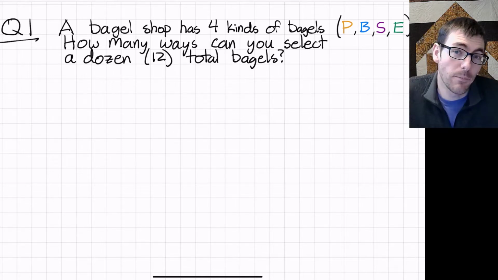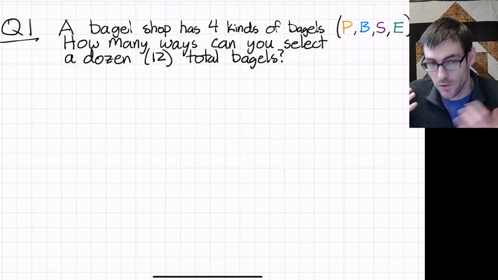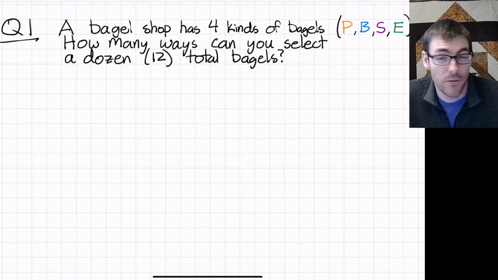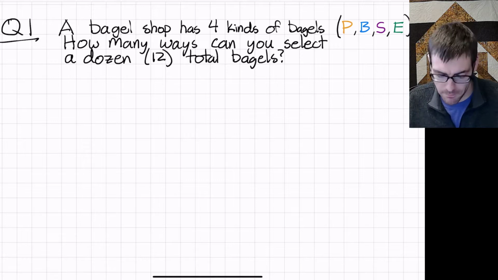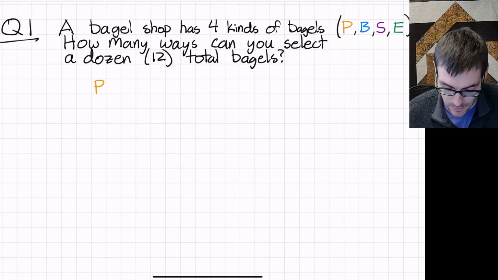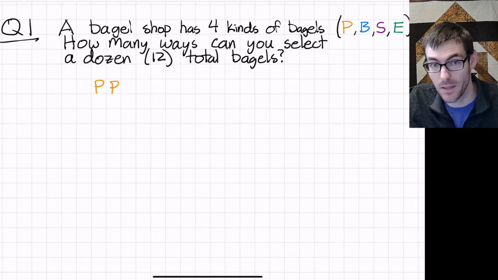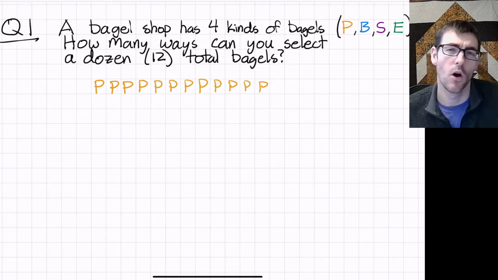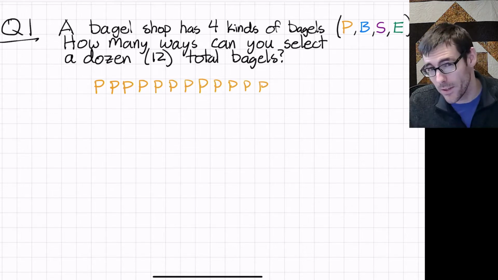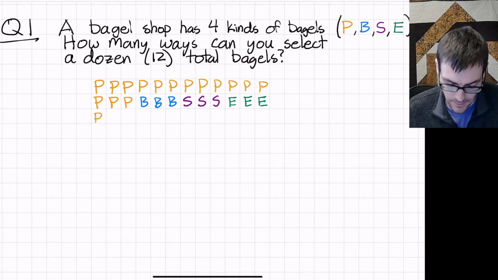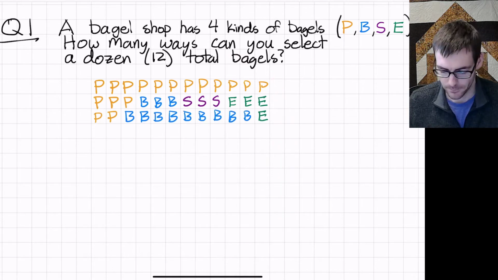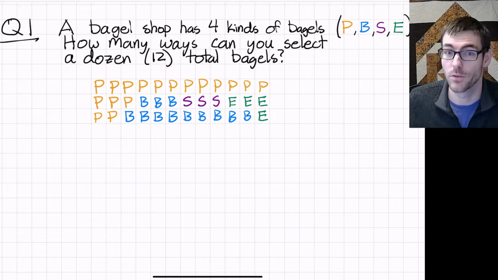So my tip last time was to start off by writing down a few of the things that you're trying to count. So for example, maybe we really like plain bagels, so we want all 12 to be plain. Or we want it to be balanced, so we want 3 of each. Or just some other seemingly random solution. So there are a lot of numbers on this list.